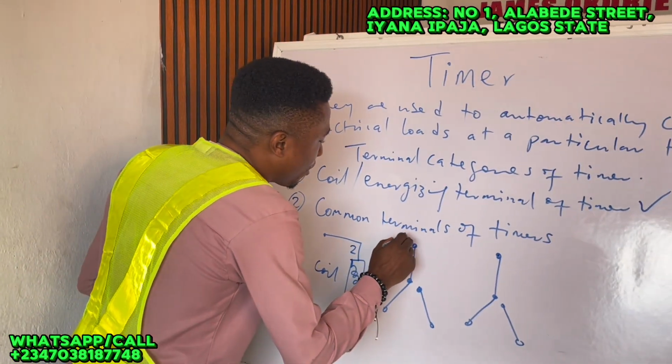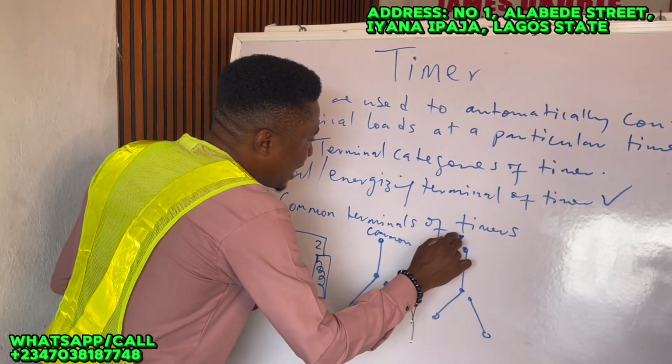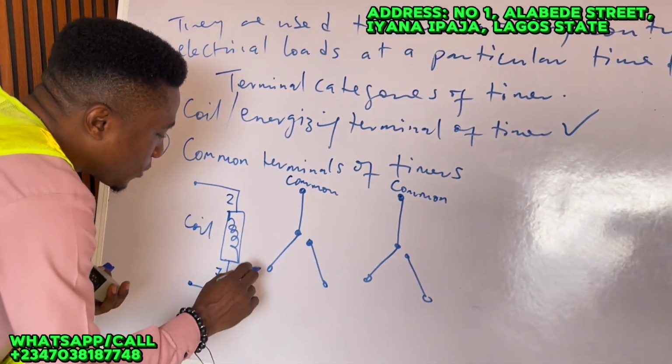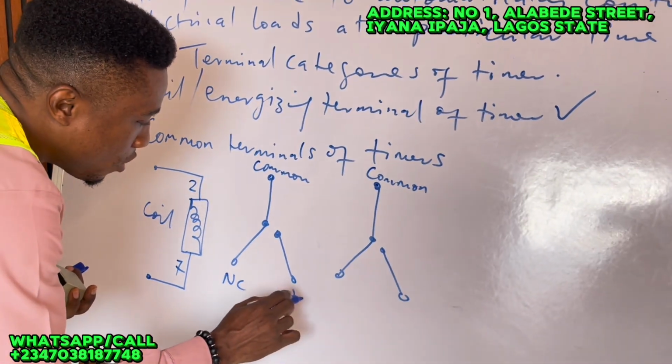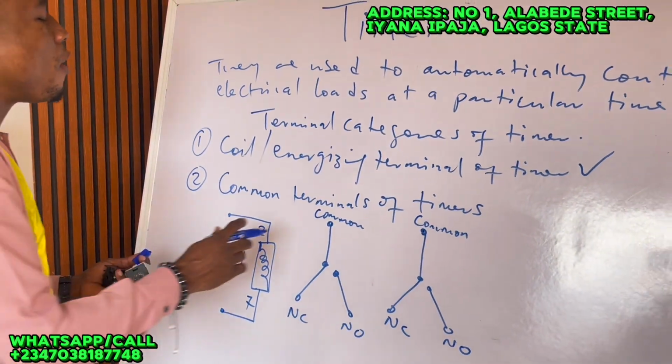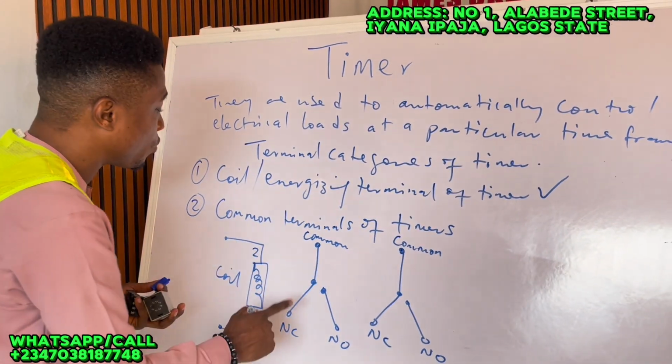Then we have the common terminal of the timer here. Why is it called common? Because it's the mediator between the normally closed and the normally open. This is normally closed and this is normally open. So you must supply current to this common before you can get output from either normally closed or normally open.